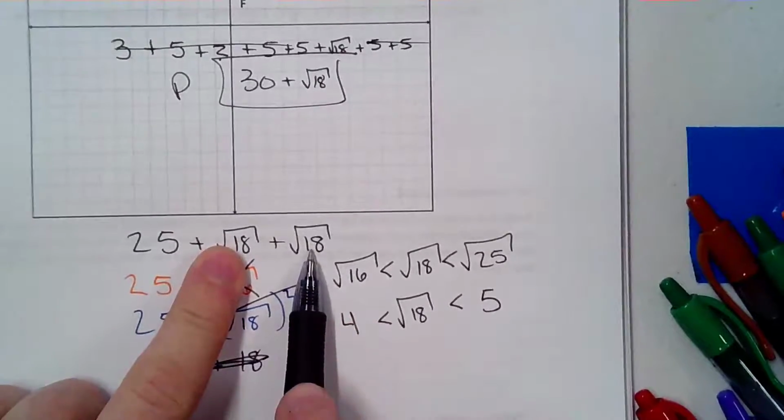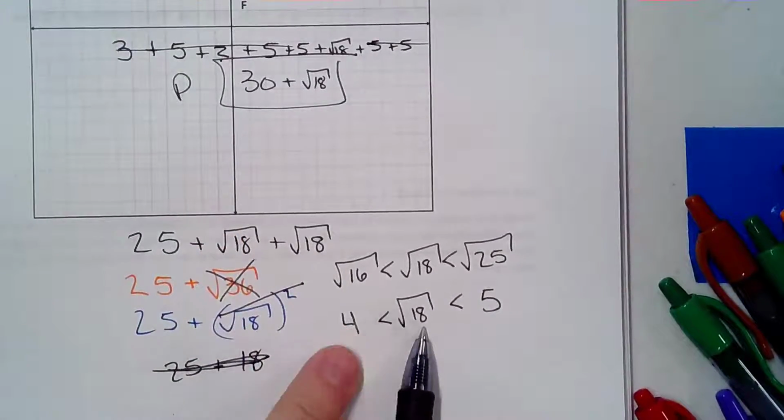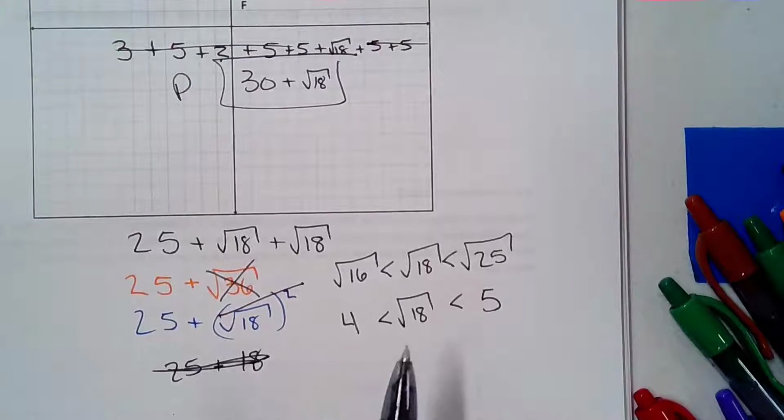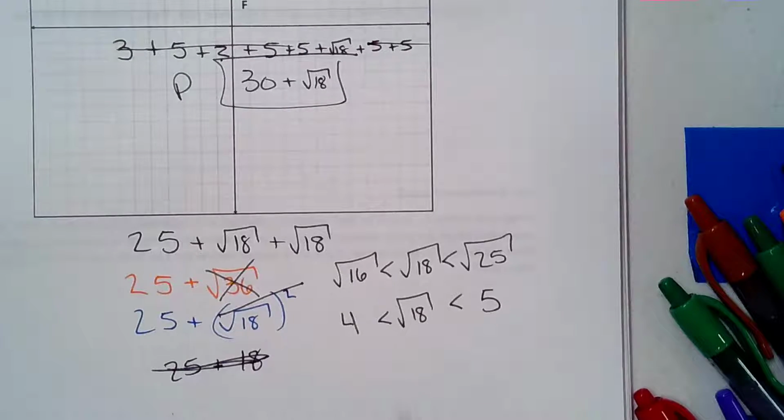This right here is somewhere between 8 and 10, right? Because this is between 4 and 5. So 2 of them should be somewhere between 8 and 10. I don't want you to write down the decimal. I just want you to think critically.